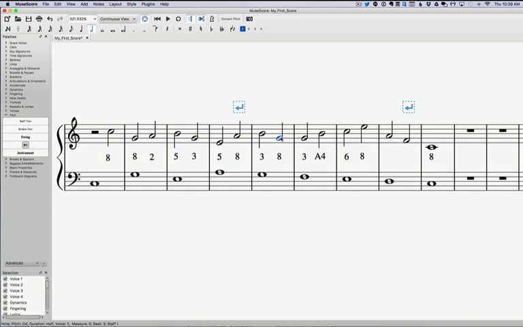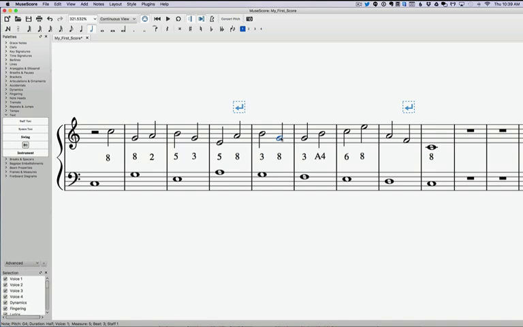Number 9, last one. Continue to follow the guidelines for first species counterpoint with respect to the overall motion between the parts, contrary, parallel, similar, and oblique, and principles of good melodic writing. So all the rules of first species counterpoint still apply.